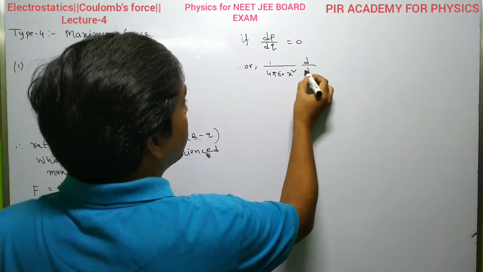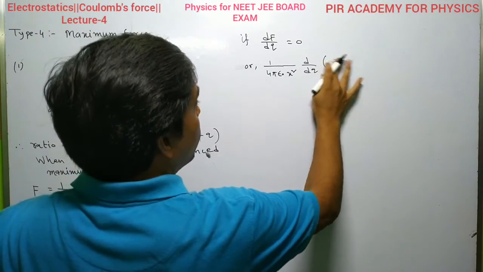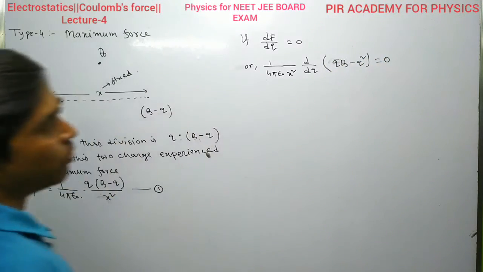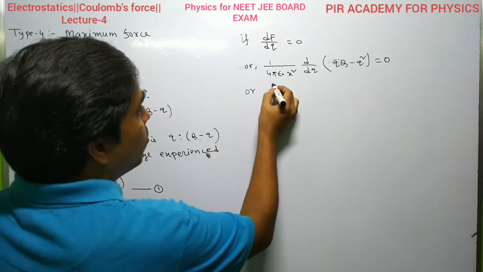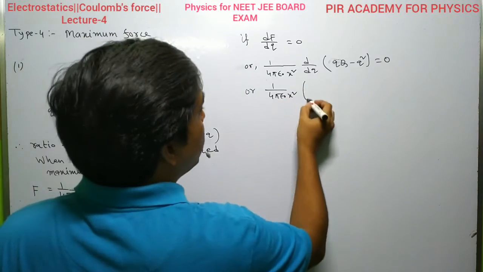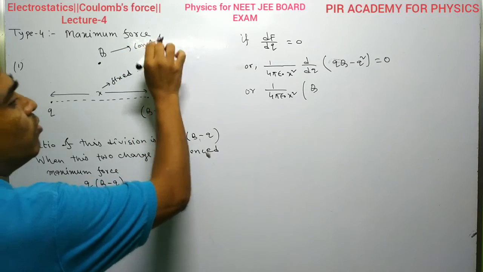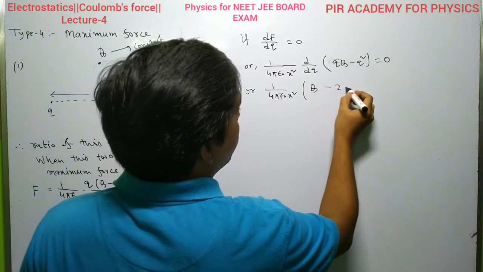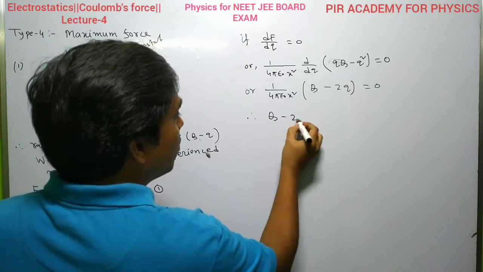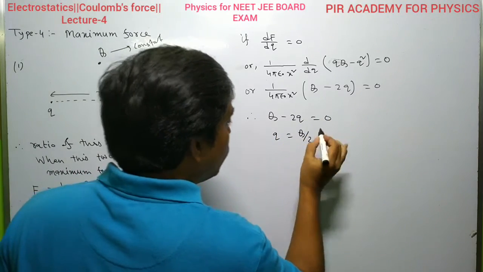So it will be d by dq of q into Q minus q, equals 0. If you differentiate with respect to q, Q is constant, so the derivative will be Q minus 2q equals 0. So q equals Q by 2.